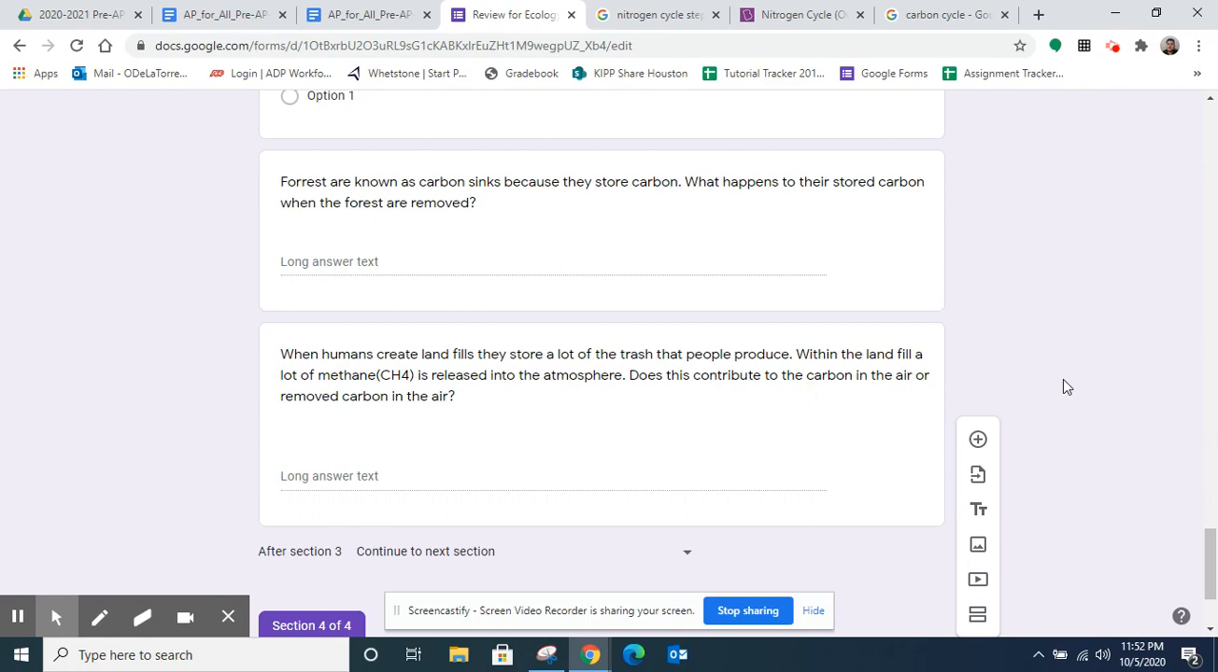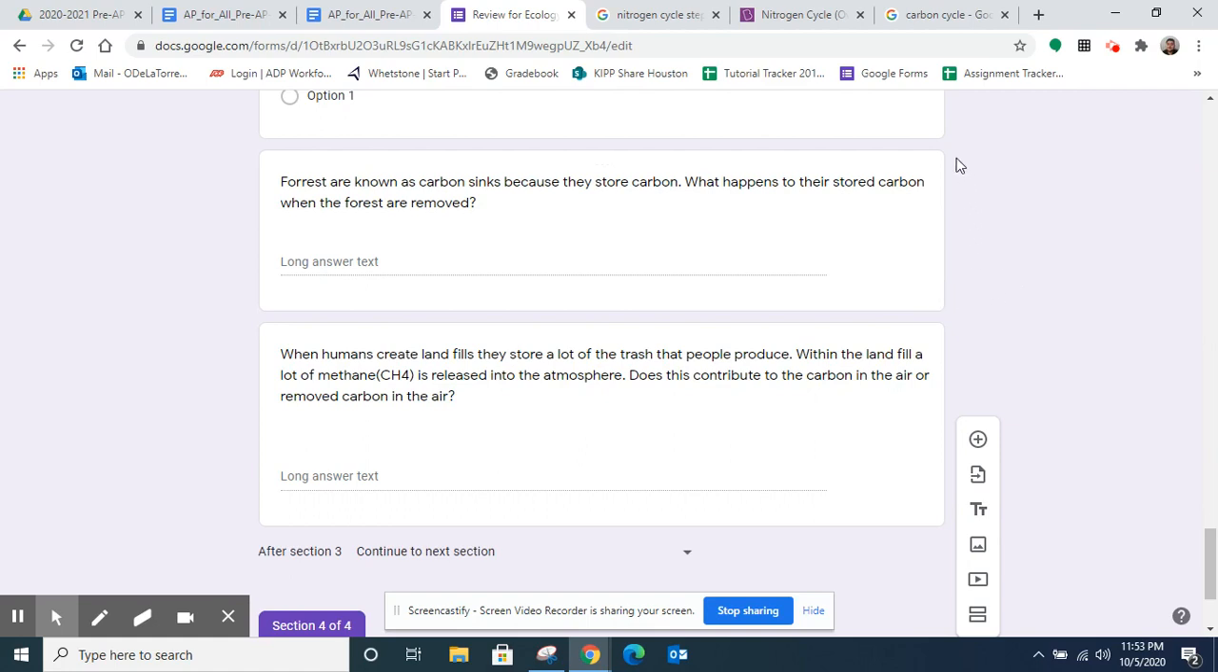And again, these are methods in which we increase the carbon in the air. On the previous question, we saw that we could cut down forests or burn them down. And then for the example of the landfill, just having all that trash there creates methane. Sometimes we even burn trash, and burning the trash releases even more carbon into the air. So these are just a couple methods on how we release carbon back into the air.